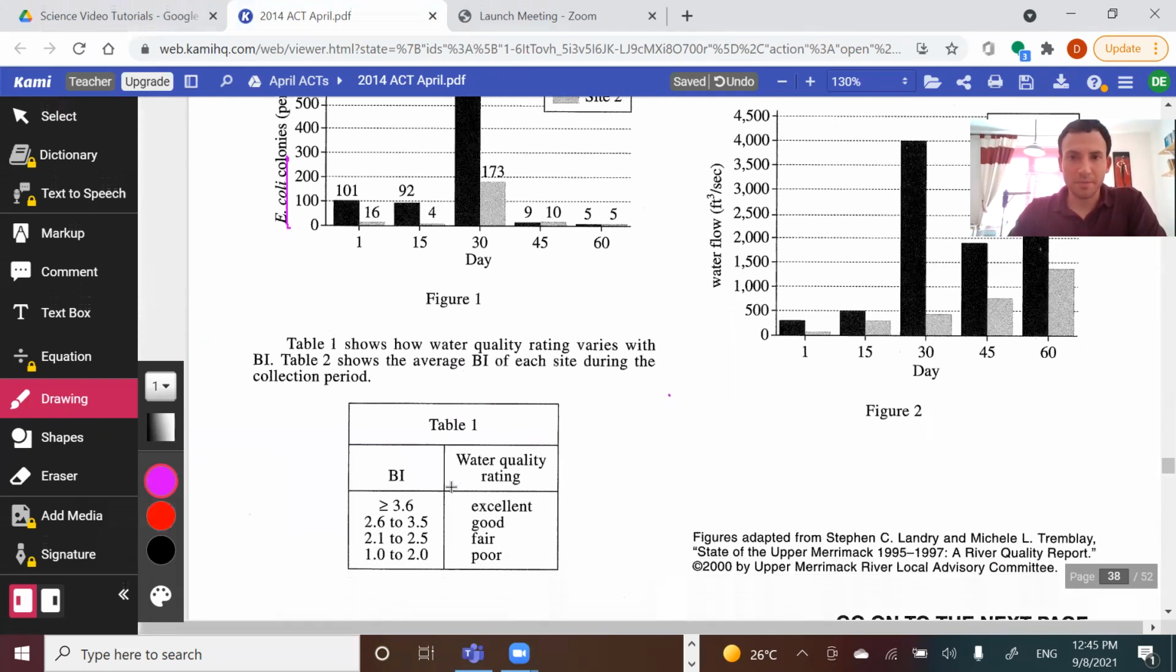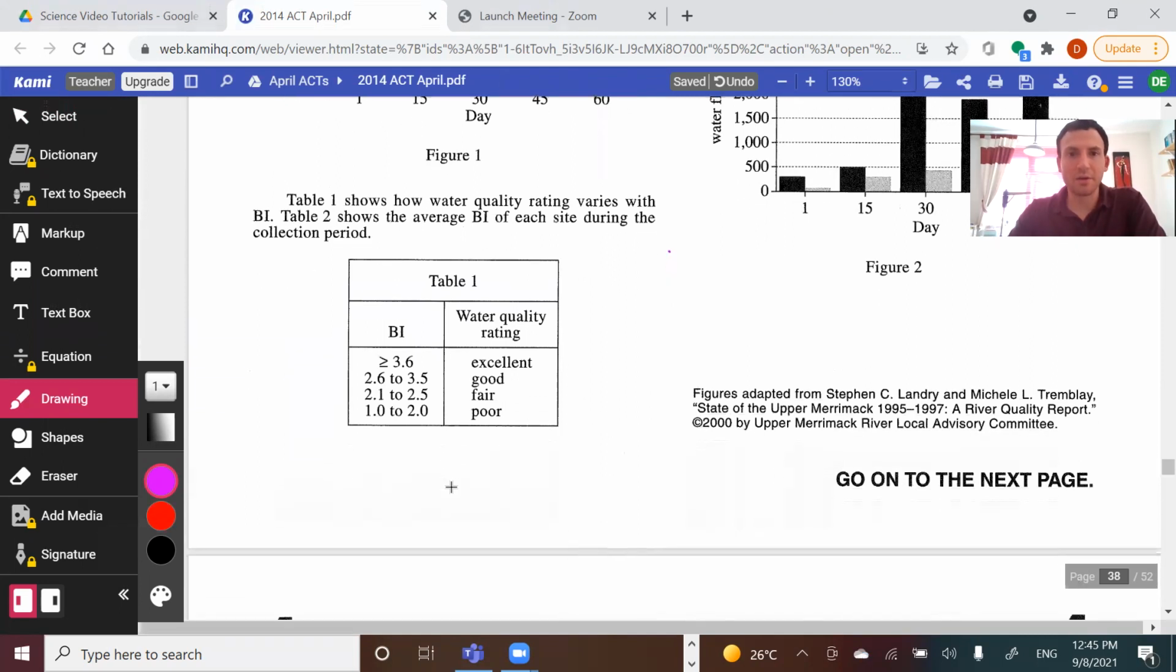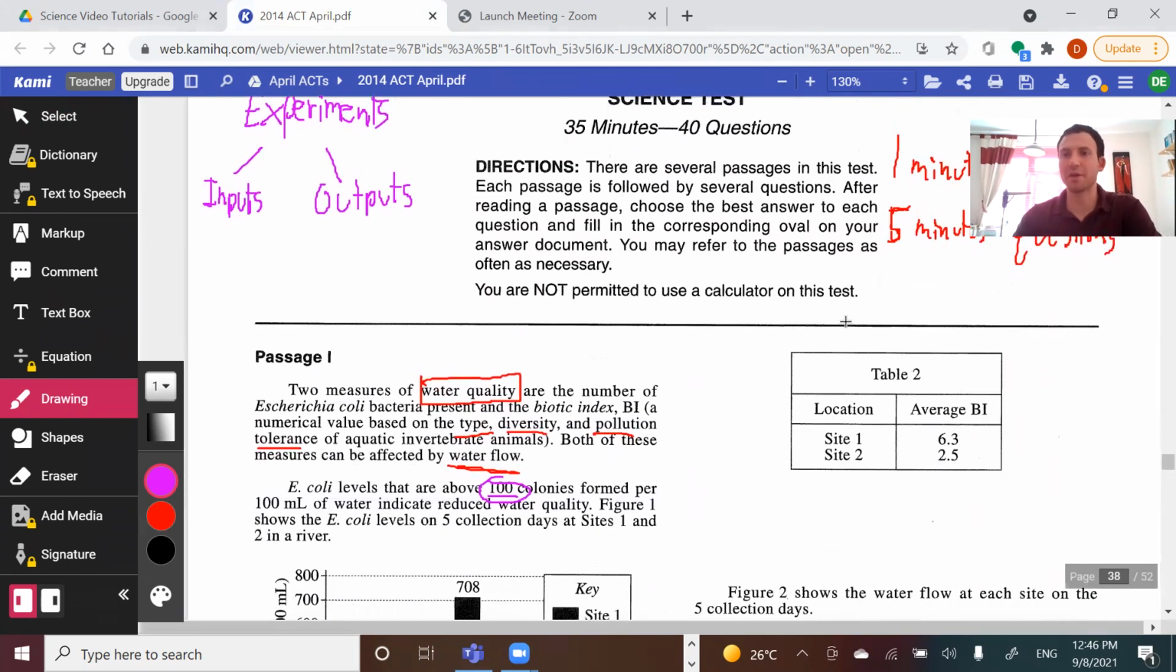Okay. Now let's look at table 2. Table 1 shows how water quality rating varies with BI. Table 2 shows the average BI of each site during the collection period. Okay, so the higher the BI is, the better your water quality is, whereas the higher your E. coli is, the worse your water quality is. So that's how we understand our outputs.